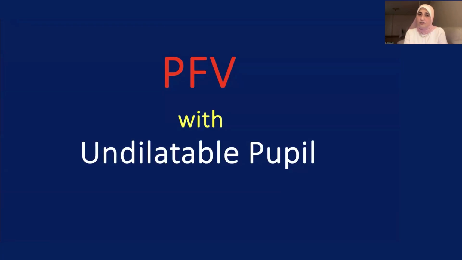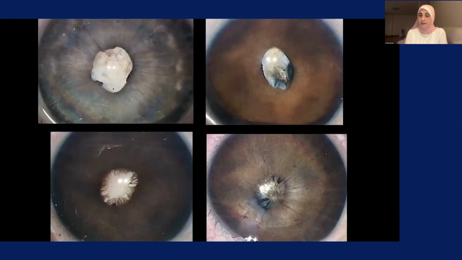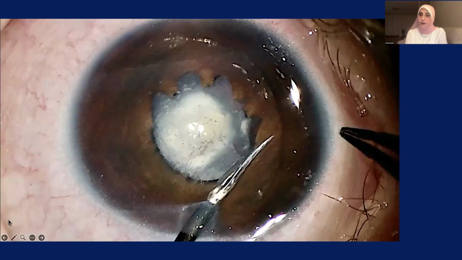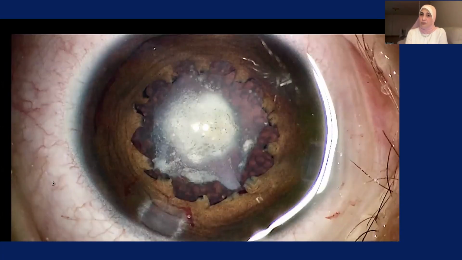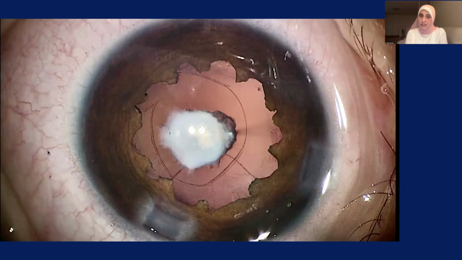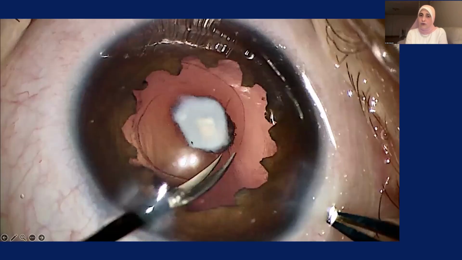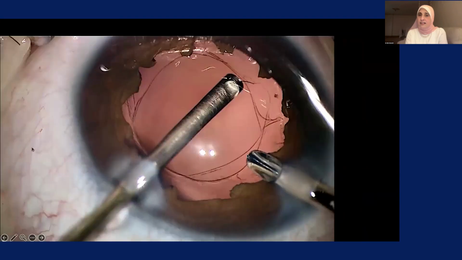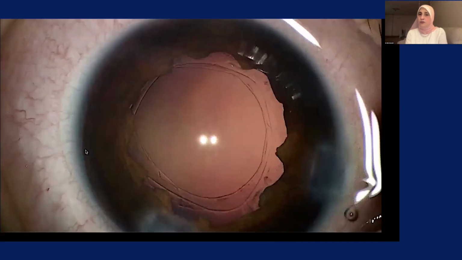Some cases of persistent fetal vasculature may be associated with an undilatable pupil. Due to what? If it is due to atrophy of the sphincter pupillae, during surgery, we will have to go for multiple sphincterotomies. And here, after irrigation aspiration, you can see here the shadow of the hyaloid artery. We cut the posterior capsule and we eat it up with a cutter. This is the hyaloid artery. And here at conclusion of surgery.